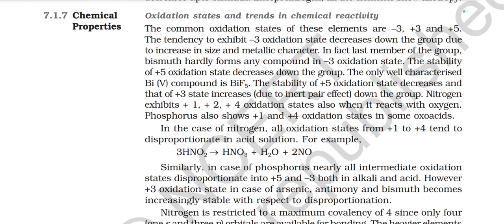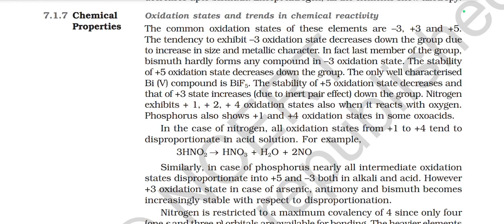Chemical properties. Oxidation state and trends in chemical reactivity. The common oxidation states of these elements are -3, +3, and +5. The tendency to exhibit -3 oxidation state decreases down the group due to the increase in size and metallic character. In fact, the last member of the group, bismuth, hardly forms any compound in -3 oxidation state. The stability of +5 oxidation state decreases down the group. The well characterized bismuth compound is BiF5.